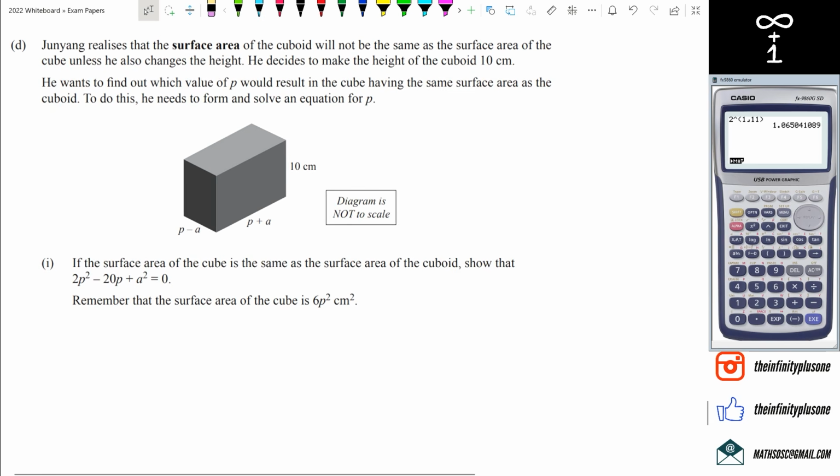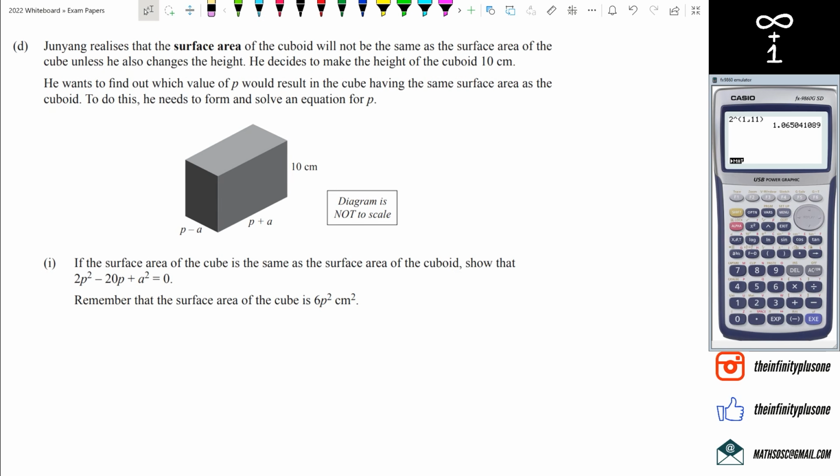All right, so question D here. Let me pause it and have a read. Okay, so for this question, what we have got to do is work out the surface area of the cuboid. And if the surface area of the cube, which is 6p squared, is the same as the surface area, show that. Okay, so we've got a proof question. So first thing we want to do is try and work out the surface area of the cuboid.